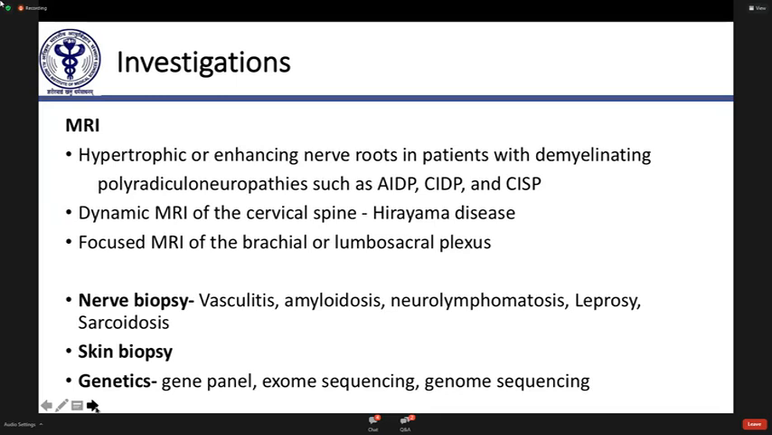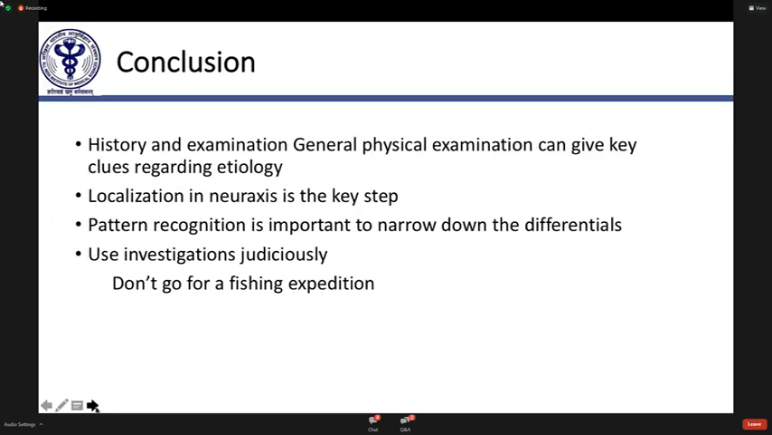And genetics, we see the gene panel. Sometimes you do the most common, CMT1. If you don't get it, you do the CMT panel, then the exome sequencing and the whole genome sequencing. This will be discussed in the next session on the approach to inherited neuropathies.